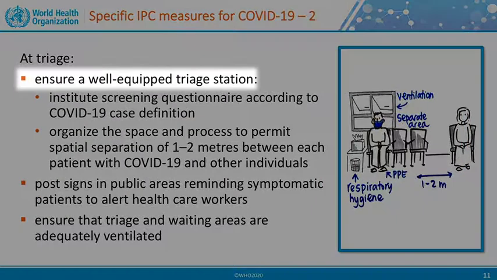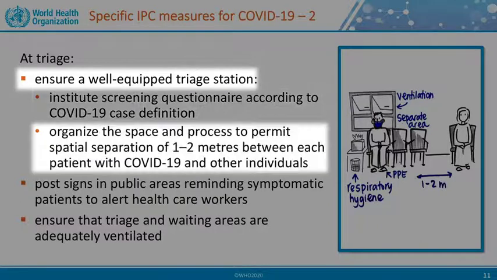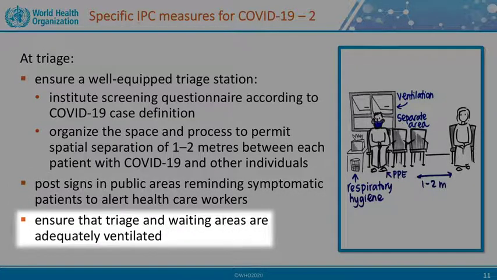At triage, also ensure that you have a well-equipped triage station. Institute screening questionnaires according to novel coronavirus case definition, organize the space and processes to permit spatial separation of 1 to 2 meters between each patient with novel coronavirus and other individuals. Ensure that there are posted signs in public areas reminding symptomatic patients to alert healthcare workers. And finally, ensure that triage and waiting areas are adequately ventilated.